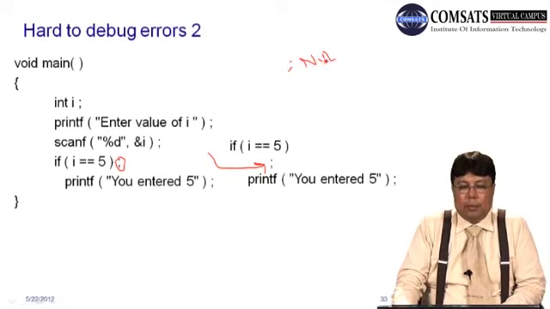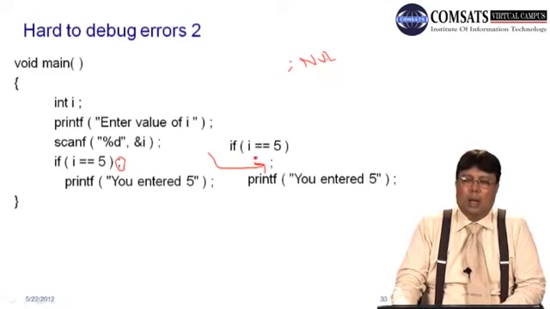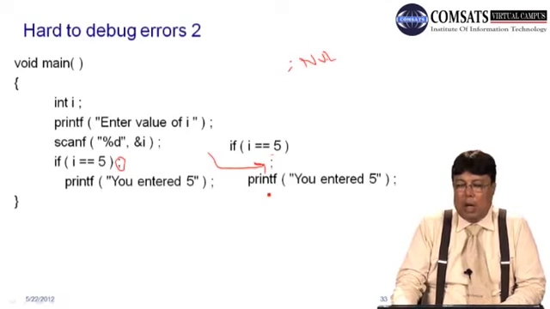It is a null statement. So इसका मतलब है कि if I is equal to 5, do nothing. Then the control will come up to the next statement and it will print you entered 5. This is not the body of this if statement.